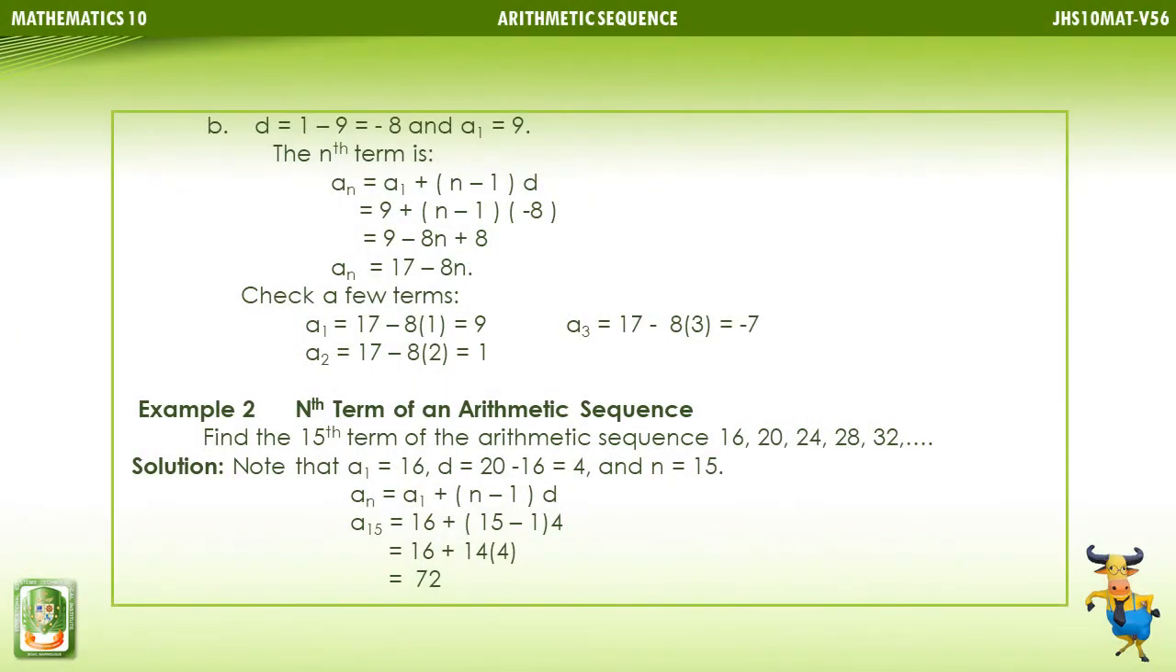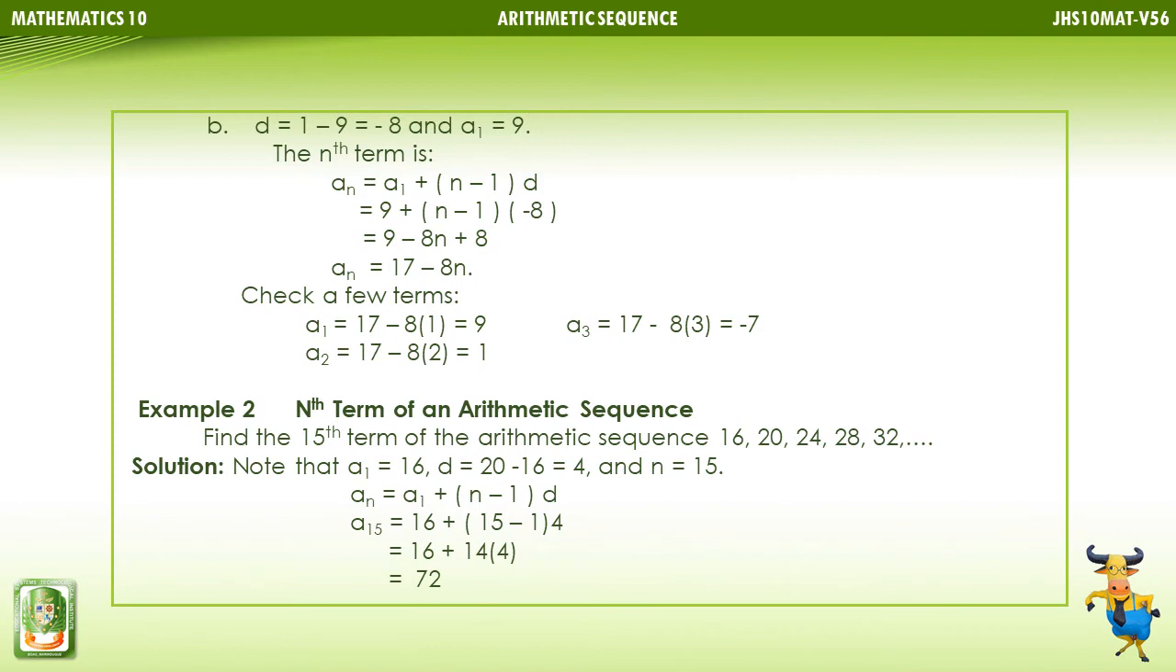B. d equals 1 minus 9 equals negative 8 and a sub 1 equals 9. The nth term is a sub n equals a sub 1 plus n minus 1 times d equals 9 plus n minus 1 times negative 8 equals 9 minus 8n plus 8. A sub n equals 17 minus 8n. Check a few terms. A sub 1 equals 17 minus 8 times 1 equals 9. A sub 2 equals 17 minus 8 times 2 equals 1. A sub 3 equals 17 minus 8 times 3 equals negative 7.